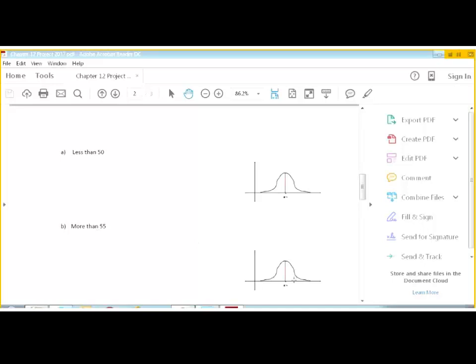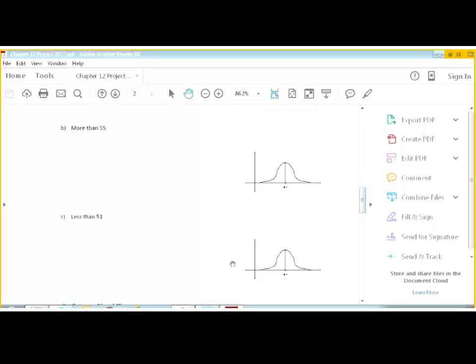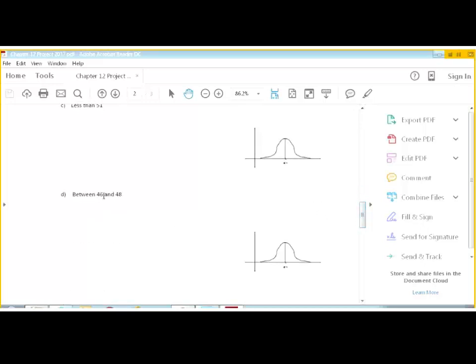Here we've got more than 55, so we draw a line here which is greater than the mean, and it's going to be this little tail, which is just what we did. So the one we just worked on would be an example that would go with this. Here's less than 51. Well, 51 is going to be here. So you're going to take 0.5, which is everything on this side, plus the little bit between 50 and 51. So you'll add 0.5 plus a little area that you'll get. So that's how that one works.